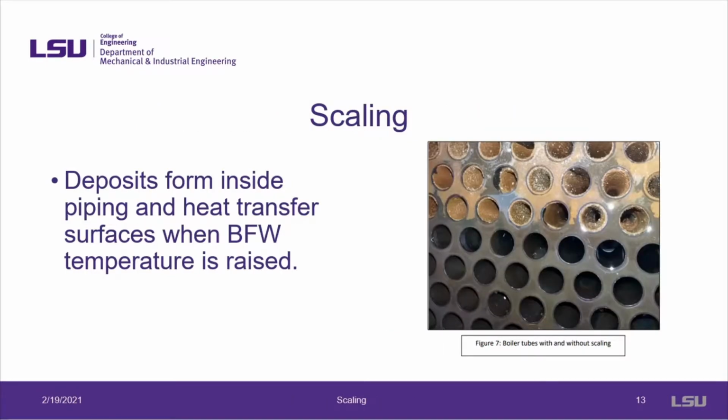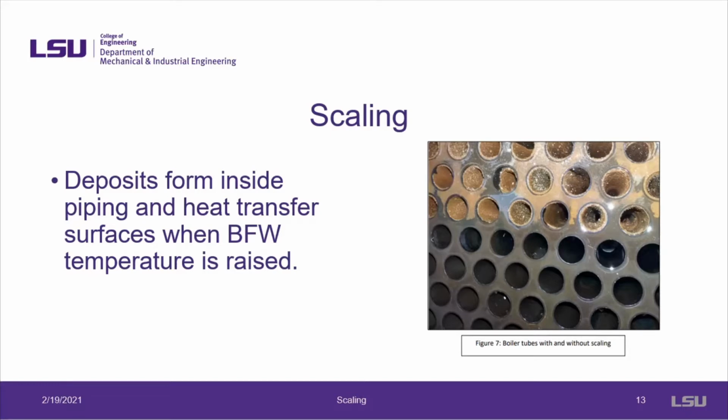Scaling is another negative effect of impure boiler feedwater. Deposits will form inside the piping and heat transfer surfaces of the boiler feedwater system when the temperature of the boiler feedwater is raised. Excessive buildup of these deposits can cause the boiler system to fail.